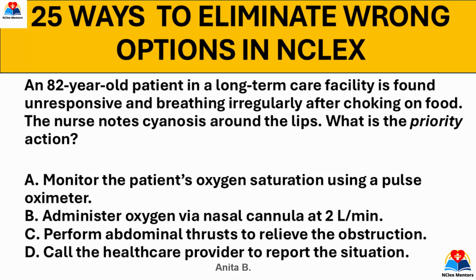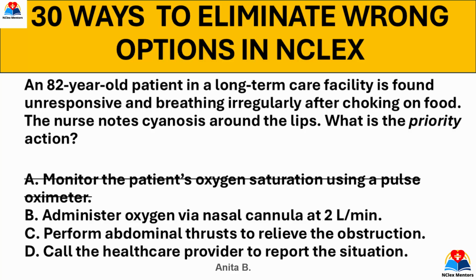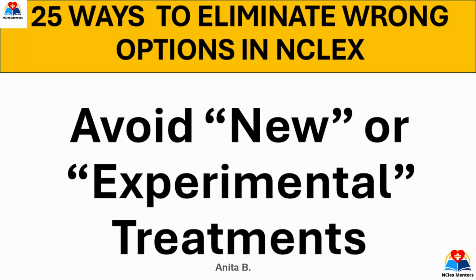So what could be the obvious wrong answer in this case? Watch for any words like monitor or observe in urgent cases. They usually do not fit in such scenarios. So the first option, monitor the patient's oxygen saturation using a pulse oximeter, is wrong. So what could be the right answer? Please pause this video and write in the comment section. I will explain the answer to this question later in this video. Keep on watching. Let's see another strategy.